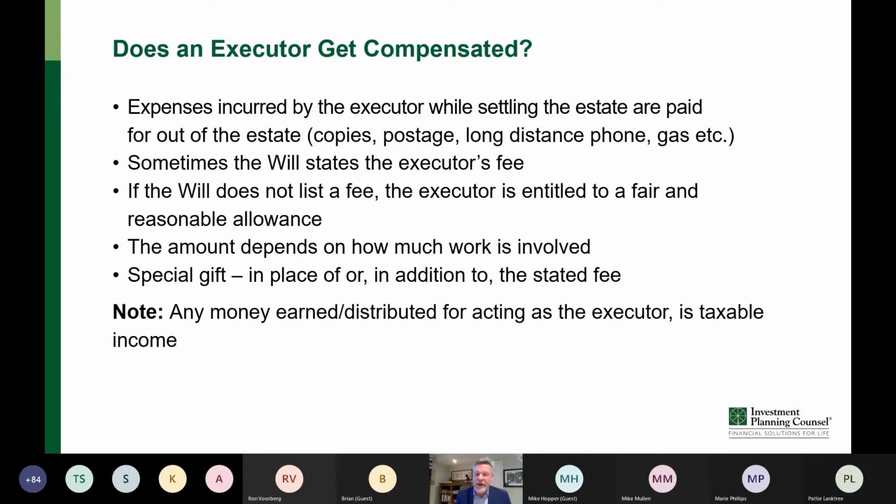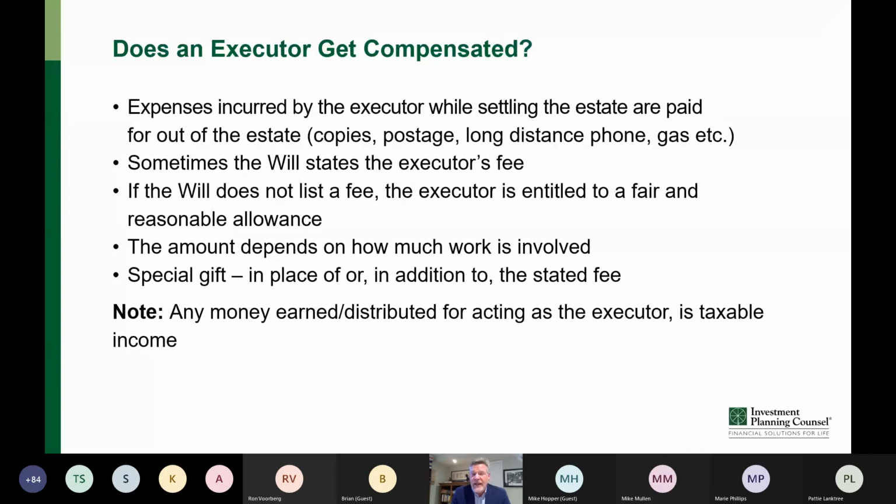So does an executor get compensated? Knowing that there's quite a bit of responsibility, number one, but it's going to take a lot of time and energy. You're going to have to do some logging of hours and who you're interacting with. There's a lot of work in there. And yes, some simple things like expenses, etc., that are incurred, photocopies, postage stamps, long distance phone calls, gas to get here and there. All those things can be easily expensed. You want to track it, of course. You don't want to get crazy on it.